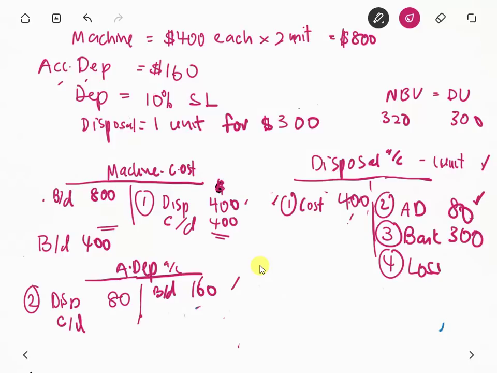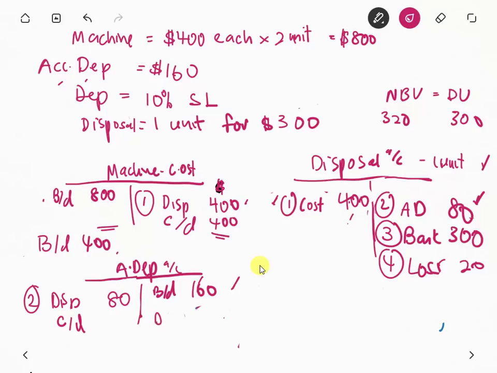320, I sell for 300. I make a loss. So step 3 is bank. I make a loss of 20. Disposal done. End of the year, do I still have remaining asset? 1 unit. So carry down, brought down, and I'm going to depreciate 10%.